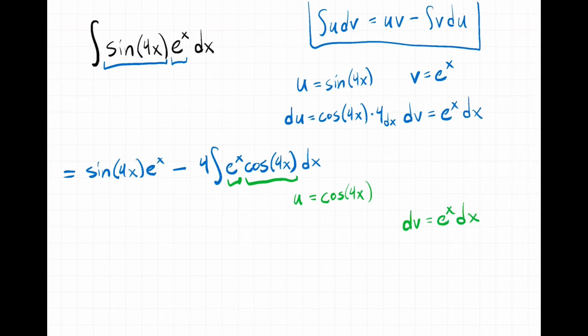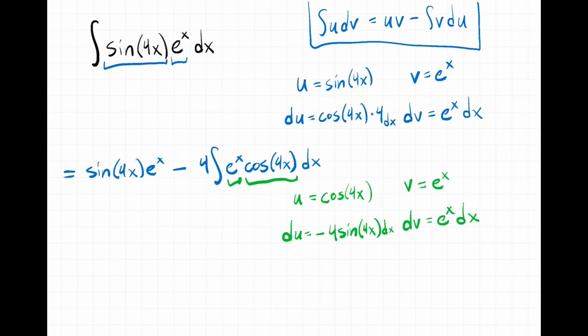Okay, so our derivative, du, well, the derivative of cosine of something is negative sine of that thing, sine of 4x. But we still have to multiply by the derivative of 4x. We're using the chain rule again. That's going to be 4 times dx. And we will take our dv and find the antiderivative to get v. V is, again, e to the x.